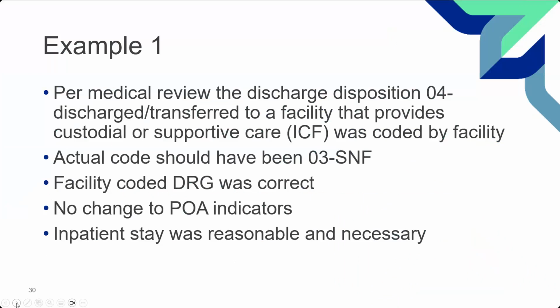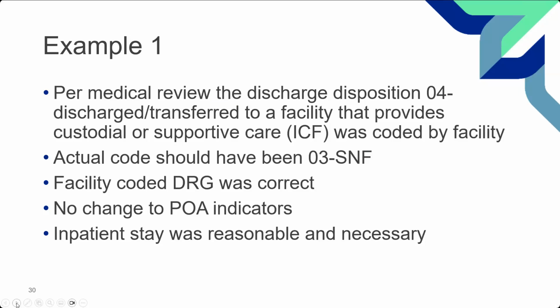Our first example comes out of our Jurisdiction 5 contract of work. In the example, per the CERT medical reviewer, the Comprehensive Error Rate Testing medical review program for the federal government, the discharge disposition that was listed was 04, which is an intermediate care facility. That's what was coded by the facility. It should be the 03, the skilled nursing facility.